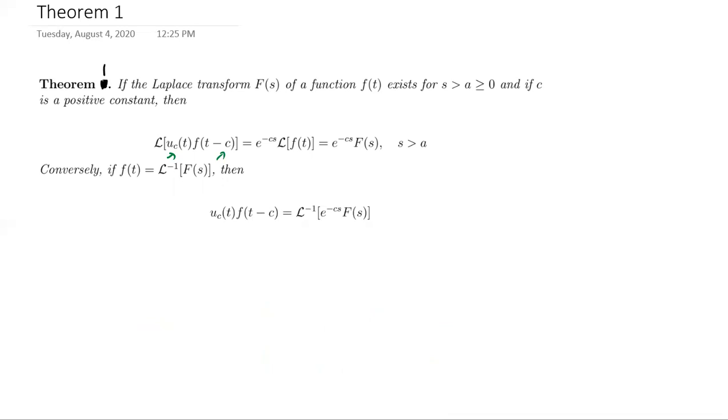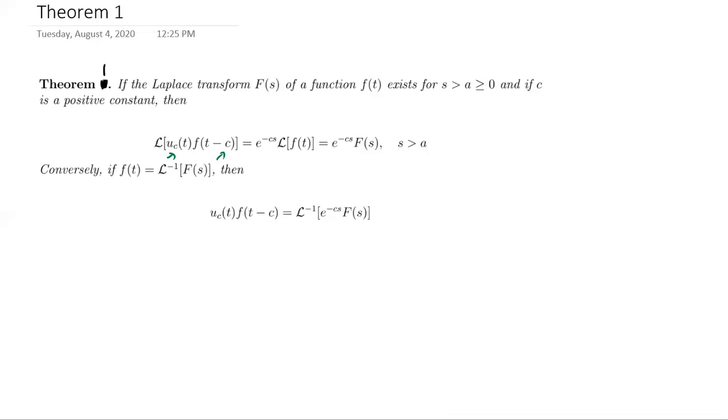So if the Laplace transform, big F of s, of a function f of t exists for s greater than a, where a is greater than or equal to 0, which remember came from the exponential order, and if c is a positive constant, so c is greater than 0, then the Laplace transform of the product u sub c of t times f of t minus c is just equal to e to the minus cs times big F of s. So it's an easy computation for the Laplace transform. And you can show this easily by going through the actual calculation using the definition of the Laplace transform, and you get this easy formula.